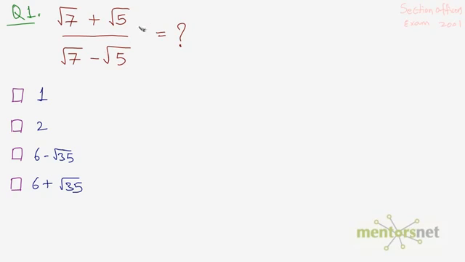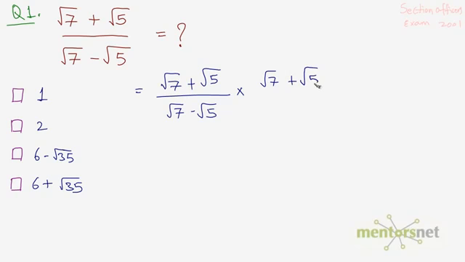Let us multiply the numerator as well as the denominator by √7 + √5 so that we get rid of the square roots in the denominator. So let us do that. This is equal to (√7 + √5) upon (√7 − √5) multiplied by (√7 + √5) upon (√7 + √5).